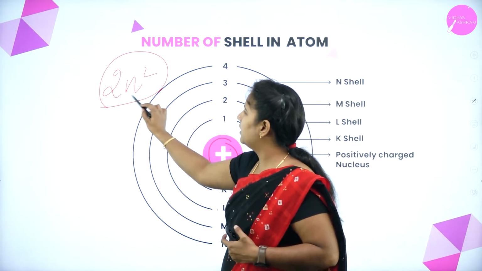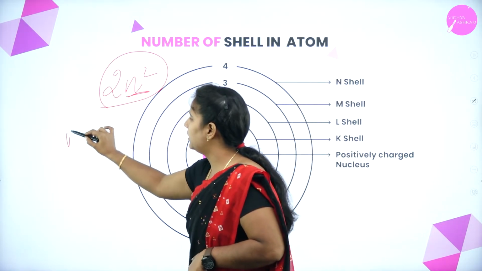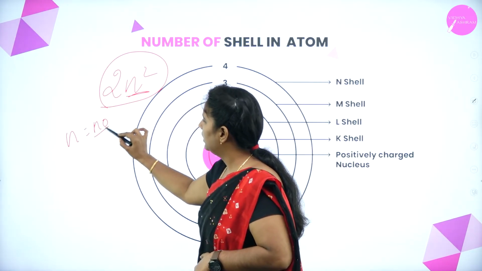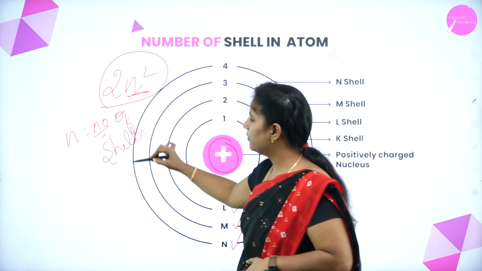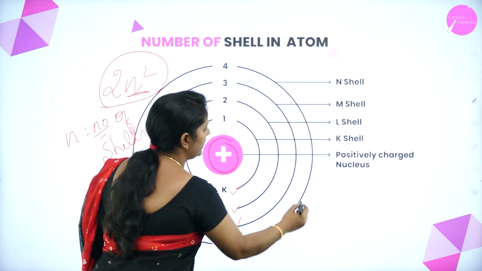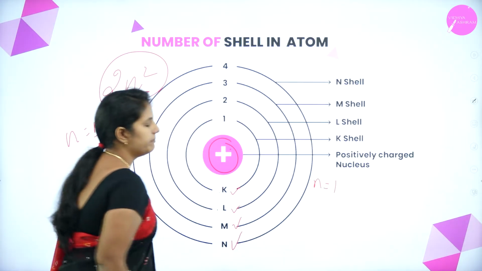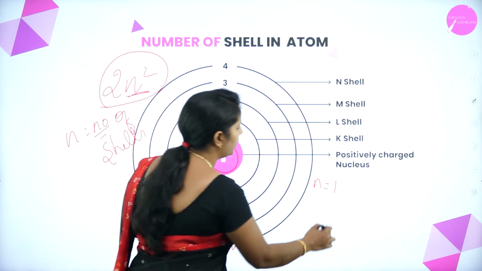What does n represent? What is the n here? n is nothing but the number of shells. Suppose, okay, if n is equal to 1, imagine n is equal to 1. What happens to the formula?